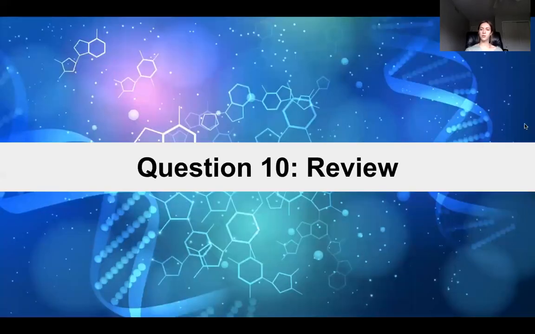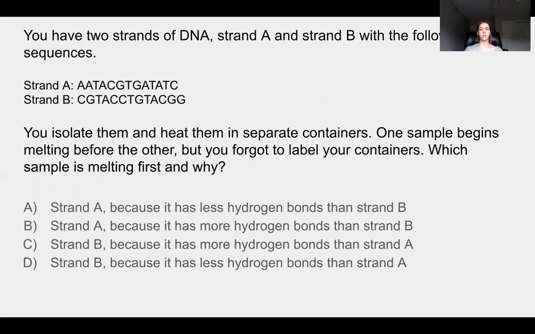So we have one more review style question really quickly. You have two strands of DNA, strand A and strand B, with the following sequences. So they're listed. You isolate them and heat them in separate containers. One sample begins melting before the other, but you forgot to label your containers. Which sample is melting first and why? So yeah, take a minute, pause the video and answer the question.